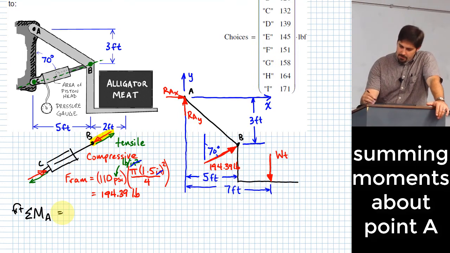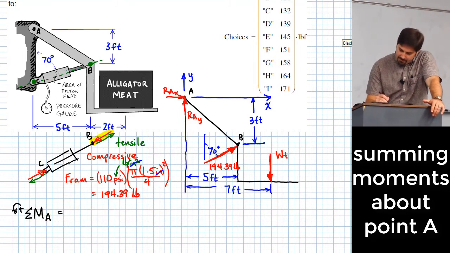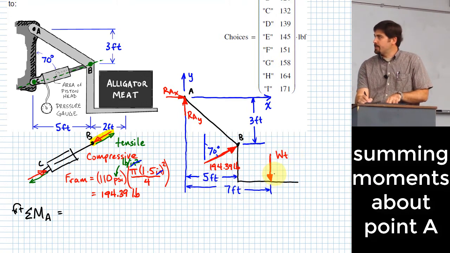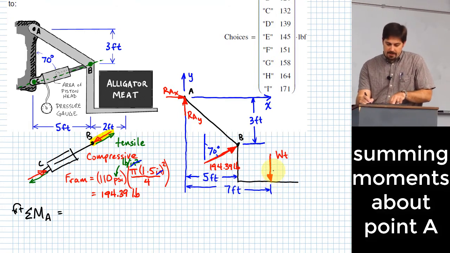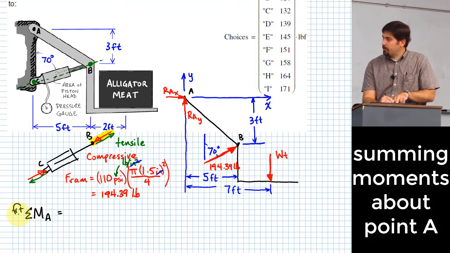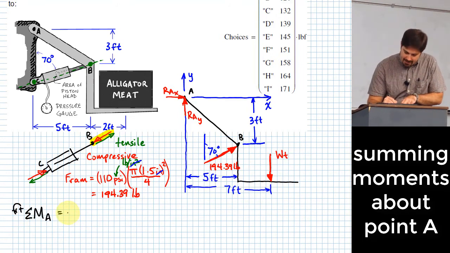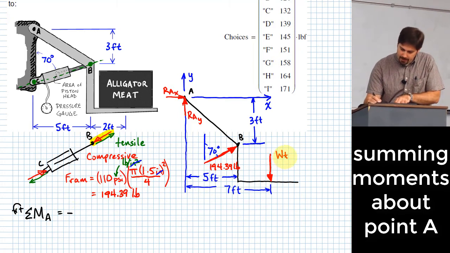Okay? So let me write this expression now. Let me start with the weight. What direction does the weight try to rotate the body around point A? Clockwise. Is that the same or opposite what I said was positive? Opposite. So that means I use a negative weight, which is what I'm trying to find, times what? 7 feet.